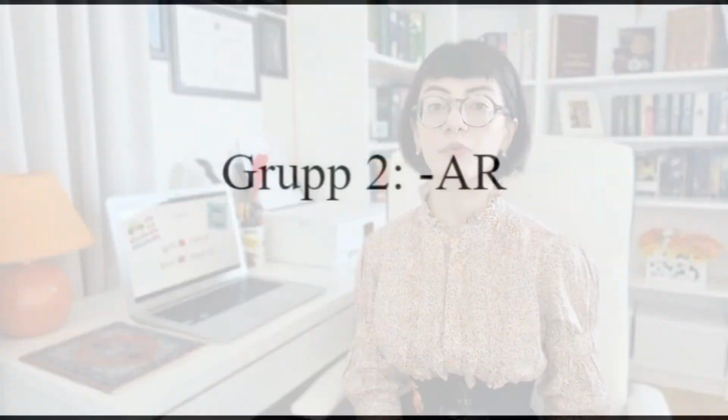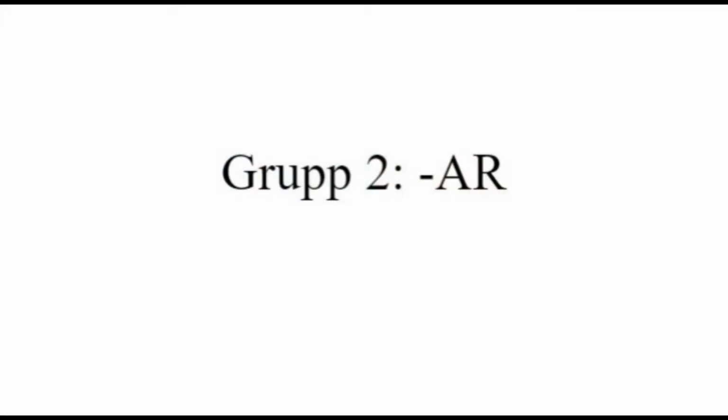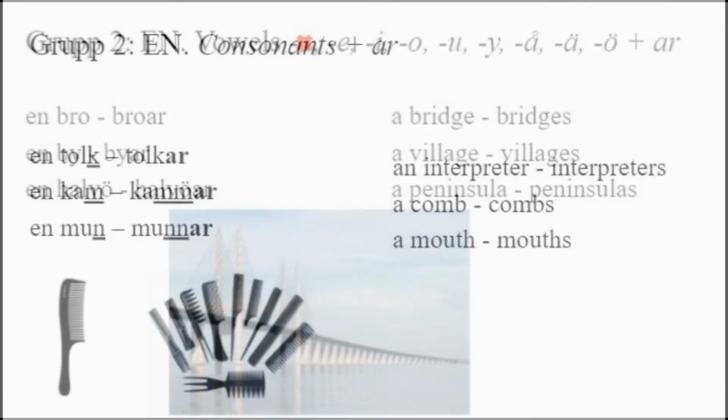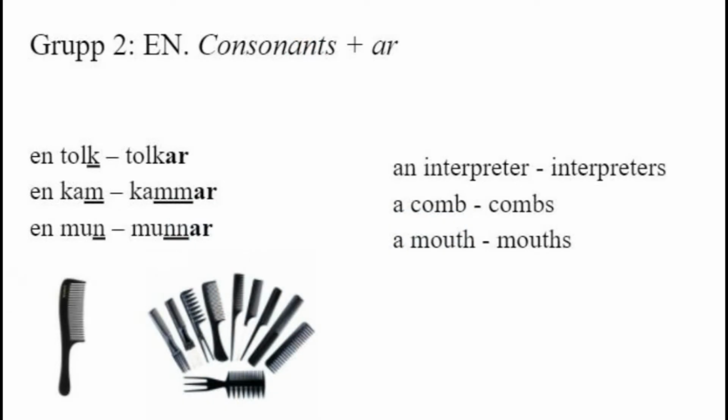In group 2, words acquire the ending ar in plural. Words ending with vowels other than a belong to group 2 and acquire ar as an ending in plural. For instance, en bro, a bridge, becomes broar, bridges. Then in group 2 we have en words ending with consonants. For instance, en tolk becomes tolkar, interpreters. En kam becomes kammar. En mun becomes munnar.